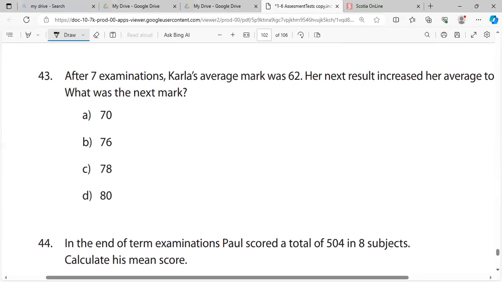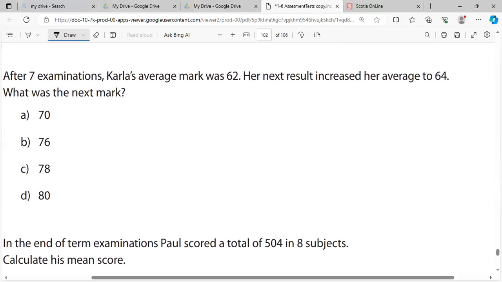It says after 7 examinations, Carla's average was 62. Her next result increased her average to 64. What was her next mark? So we're going to do it big and bad. So we have 7 tests, her average is now 62, and her next result increased her average to 64.